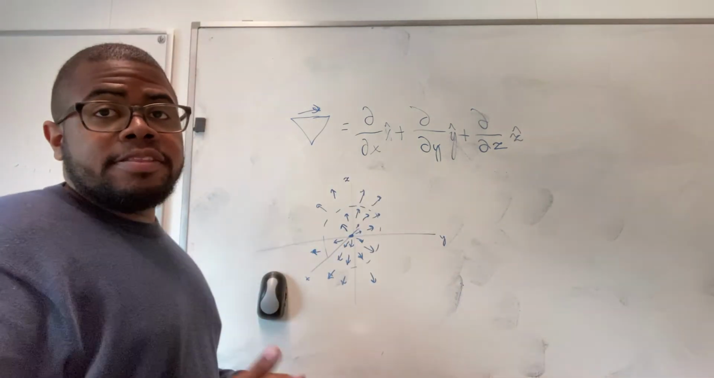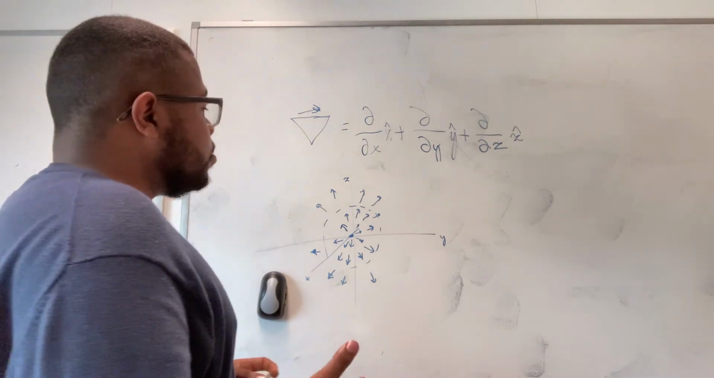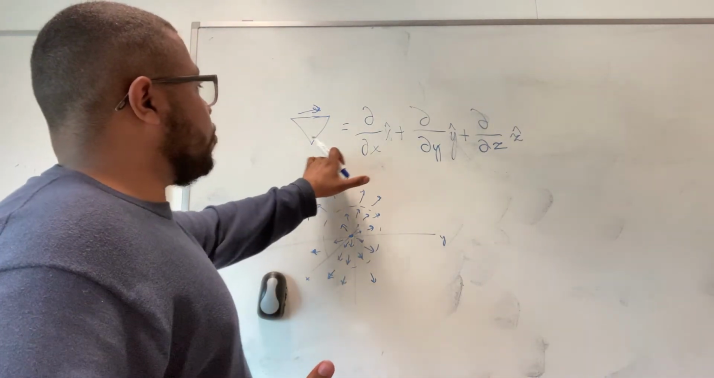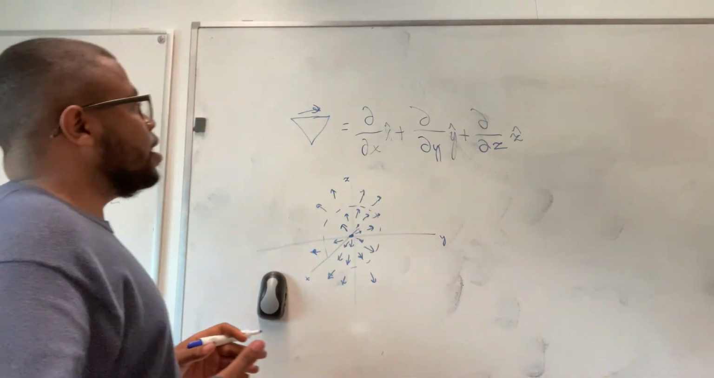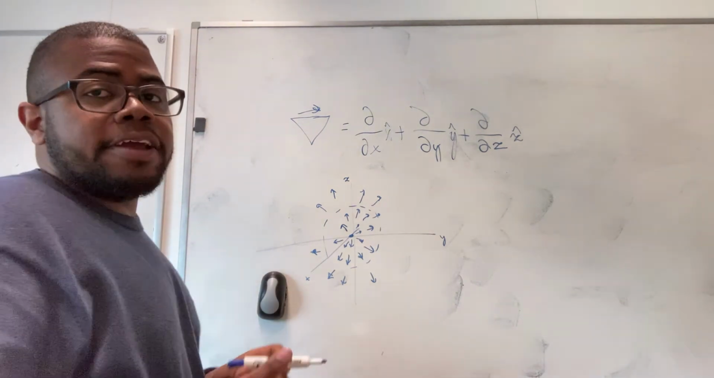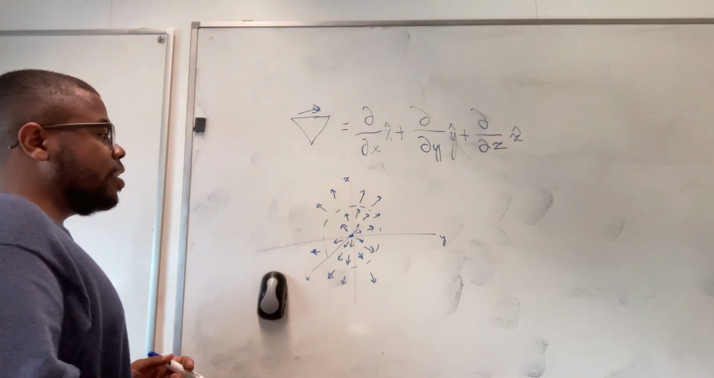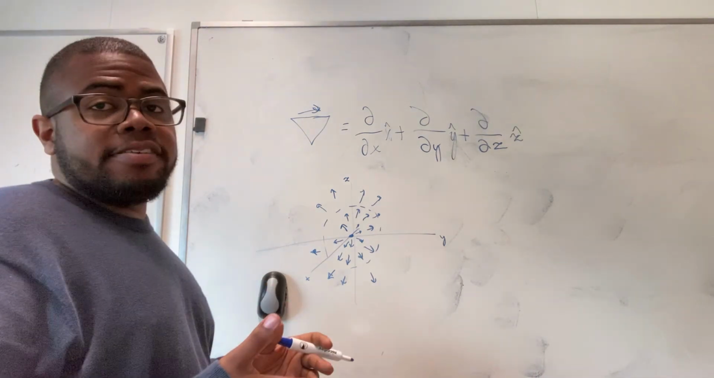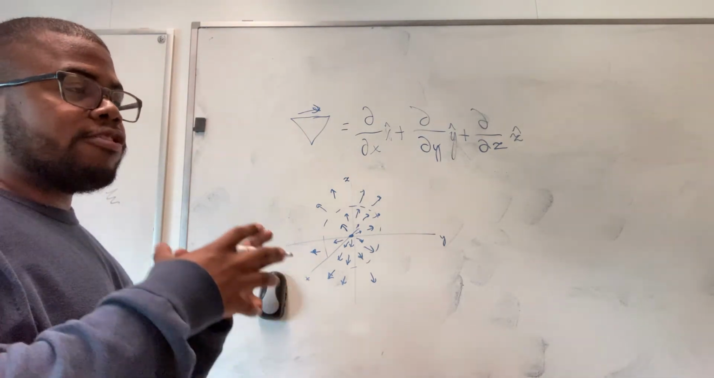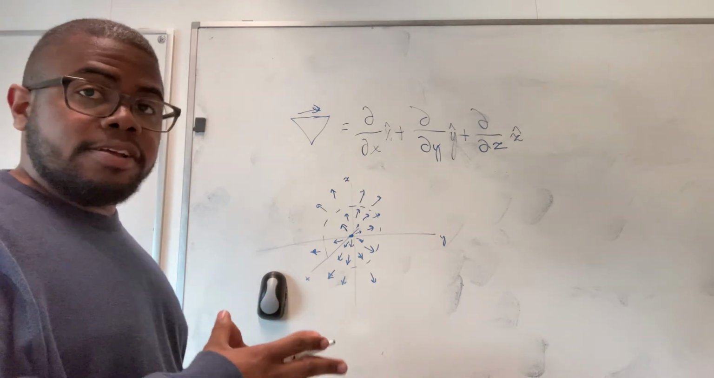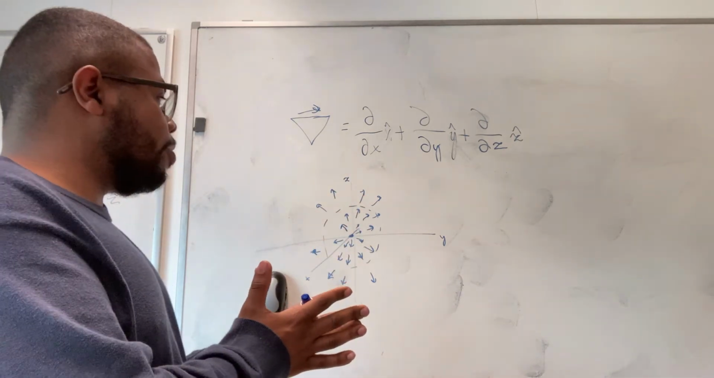Now, besides finding the gradient of a function, one other thing we can use this del operator for, which is pretty handy, is finding something known as the divergence of a vector. Now, the divergence of a vector, in essence, is intuitively something that tells you the strength of a vector field at a particular area.